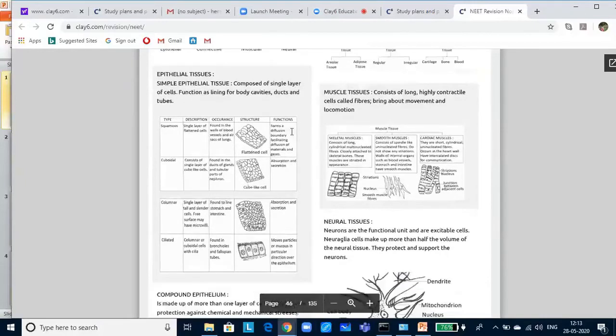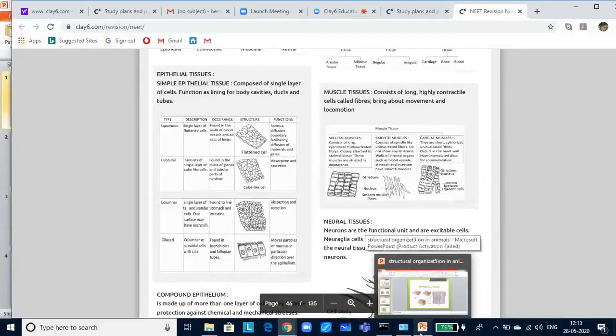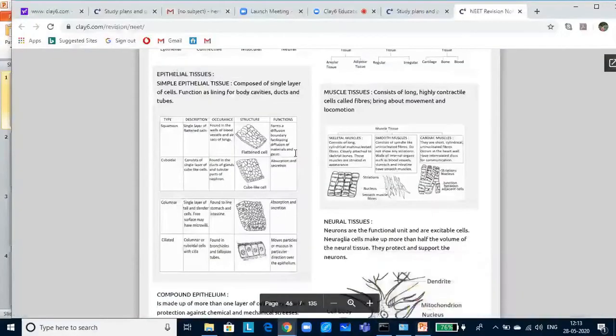Now, let us look at epithelial tissues. Simple epithelium tissues are composed of a single layer of cells, and they function as the lining for body cavities, ducts, and tubes. The cells are compactly packed with very little intercellular matrix. There are two kinds of epithelial tissue: one is the simple epithelium tissue, and the other is the compound epithelium tissue.